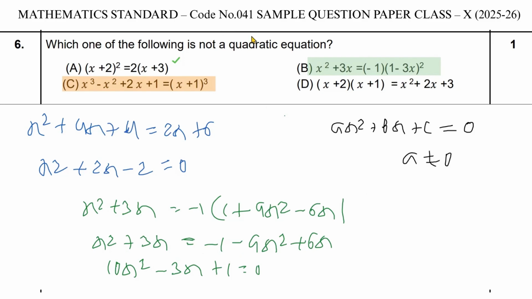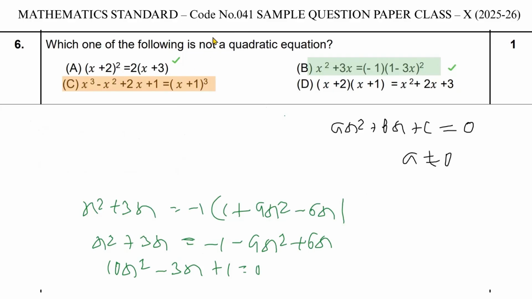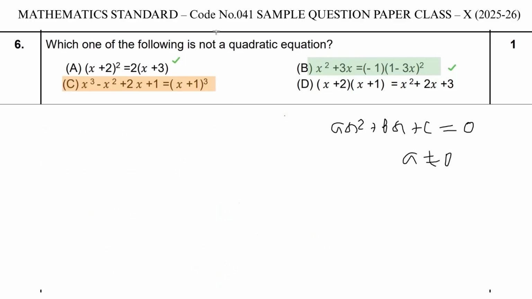So let me erase a portion of this. As of now, we got the first two as quadratic equations, and I'm doing the C part now. So we have x cube minus x square plus 2 times x plus 1. And I'm doing the expansion of (a + b) whole cube, which is a cube plus b cube plus 3a square b plus 3a b square. Well, 1 square is 1.